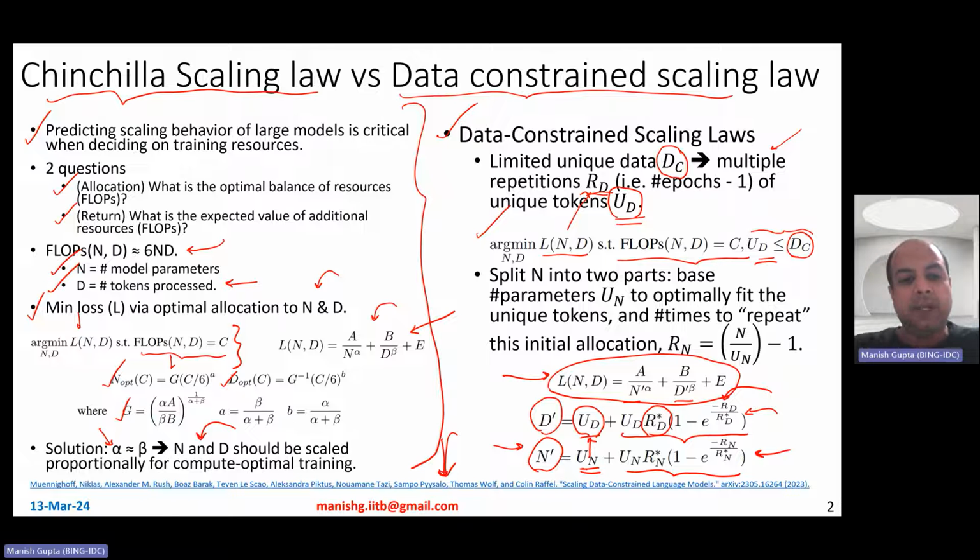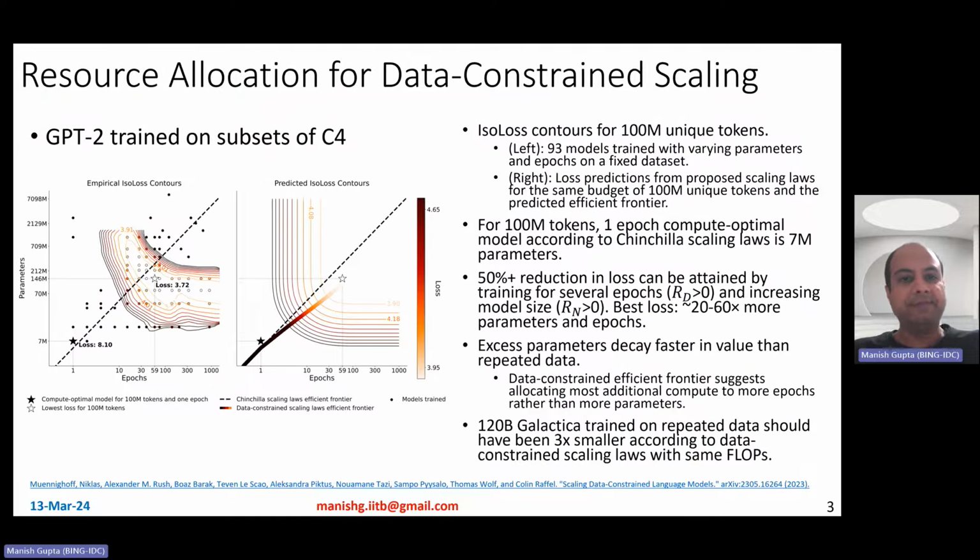Remember here, the solution was simple: you basically do alpha equal to beta. But in this data constraint scaling law, it turns out that alpha equal to beta is not a good solution. In fact, there is a better solution, which I'll talk about on the next slide.